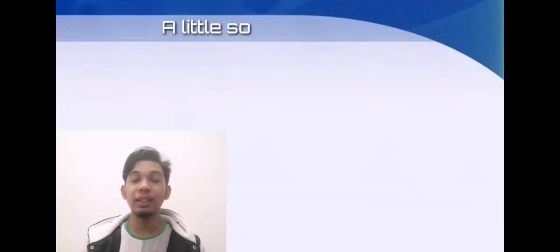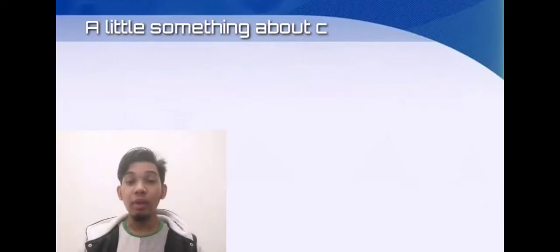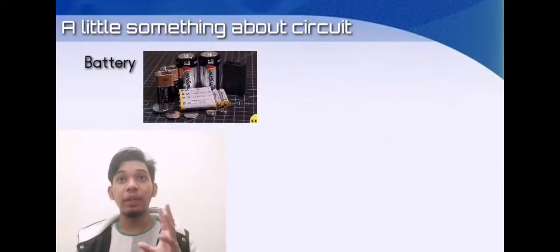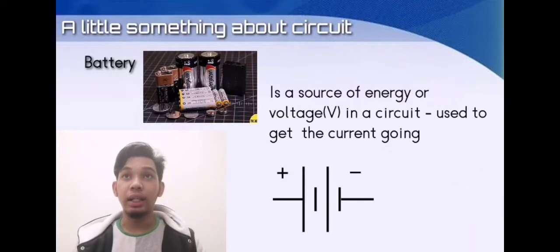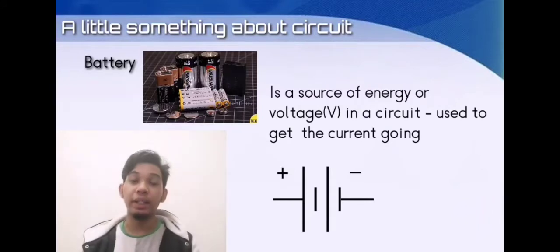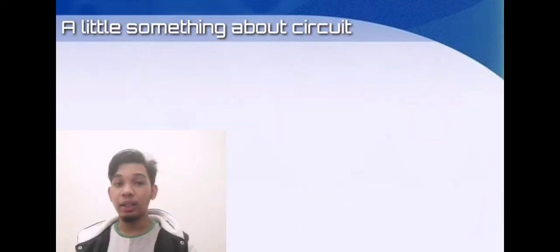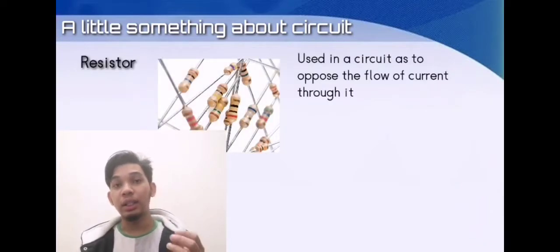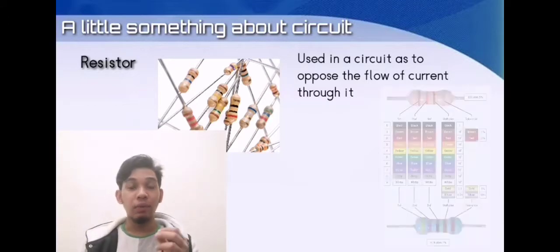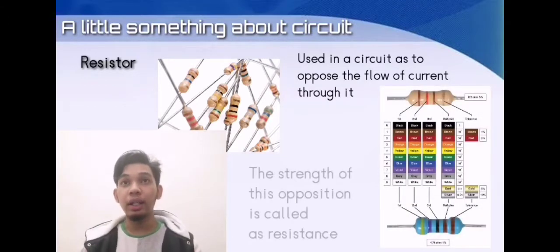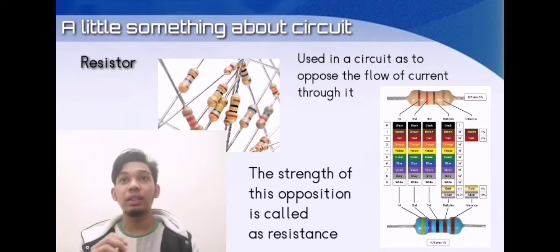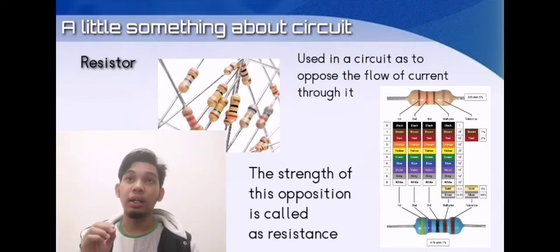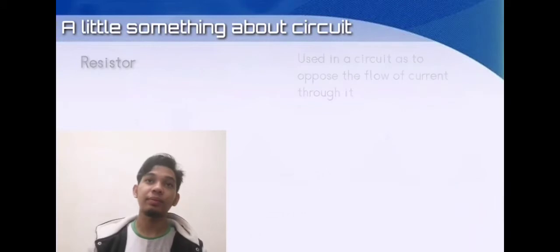So first of all, a little bit of something before we go into the circuit drawing that I mentioned earlier. First, a battery is a source of energy or voltage in the circuit that is used to get the current going. Next, we have a resistor. A resistor in a circuit is used to oppose the flow of current through it, and the strength of that opposition is called its resistance.